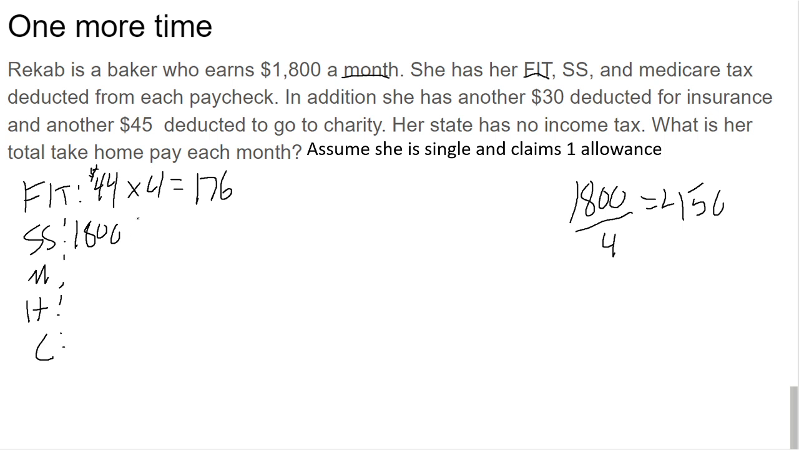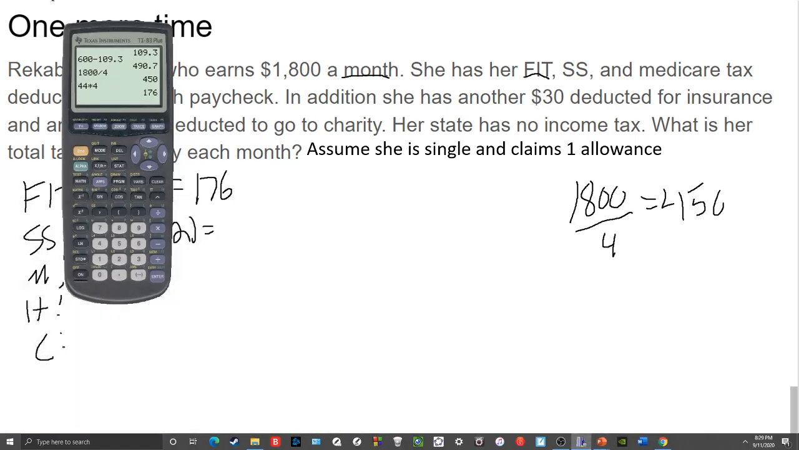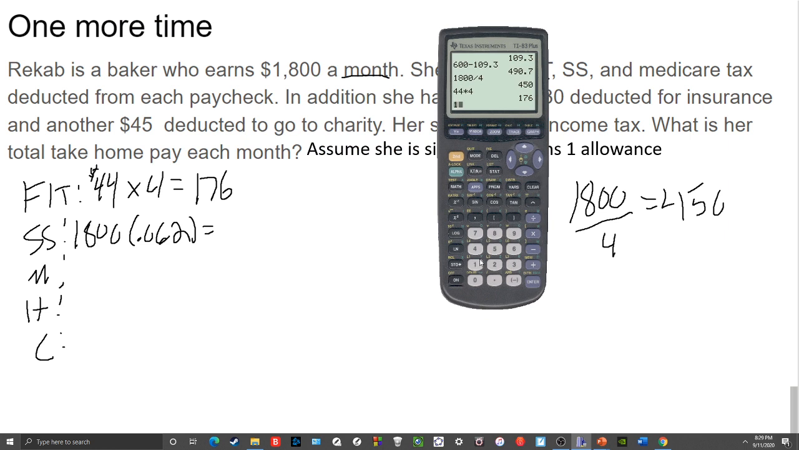So we take this times 0.062 like we normally do, and we get this result. Times 0.062, 111.6.